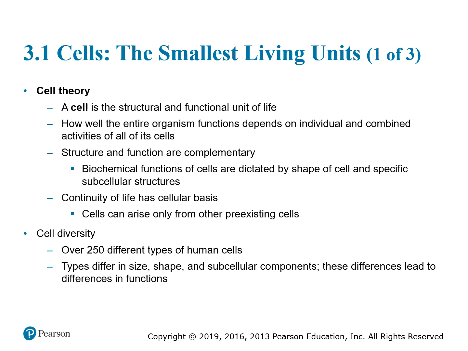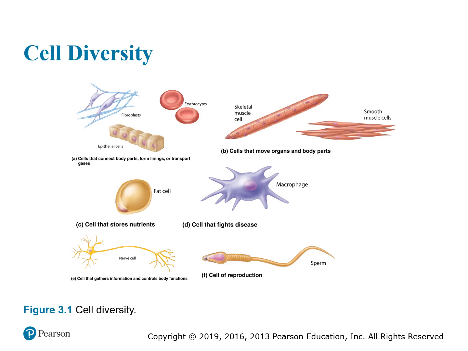And so when you look at the human body, there are over 250 different types of specialized human cells, of various sizes, shapes, and subcellular components leading to different functions. And so here we have a couple examples of those different types of cells.